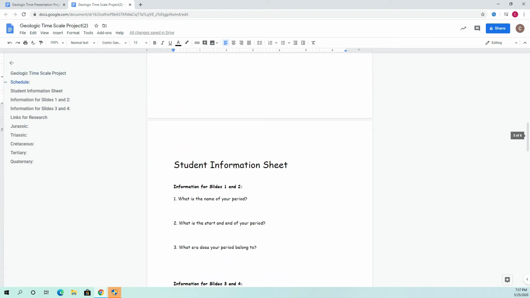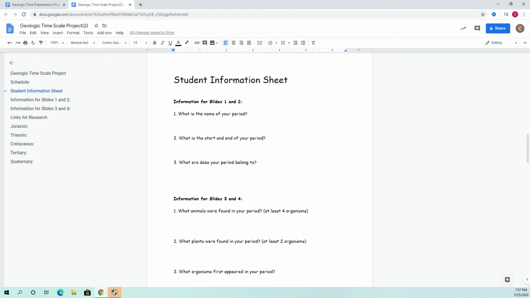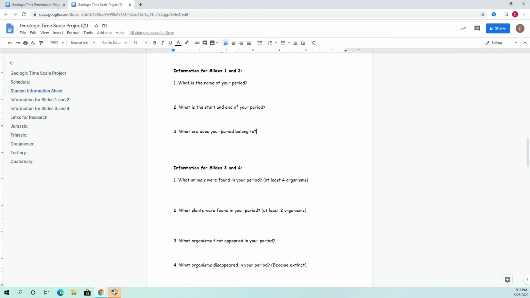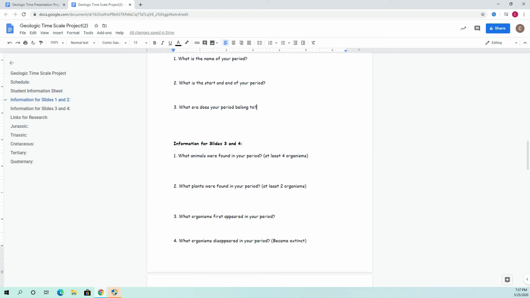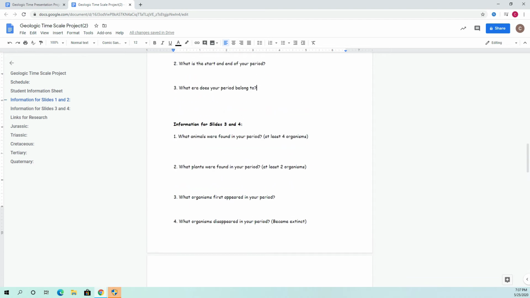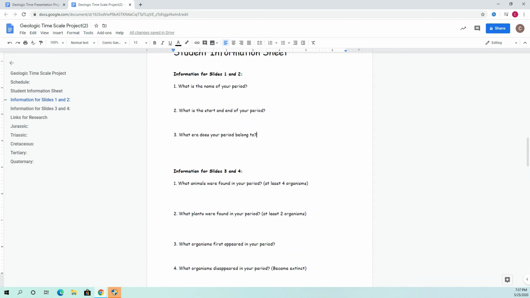Okay. This is the information sheet that you will do your project research on. So these are the questions that you need to research. What is the name of your period? What is the start and end of your period? What era does your period belong to? A lot of this will be found on the geologic time scale that I already gave you. It will also be posted to this assignment.